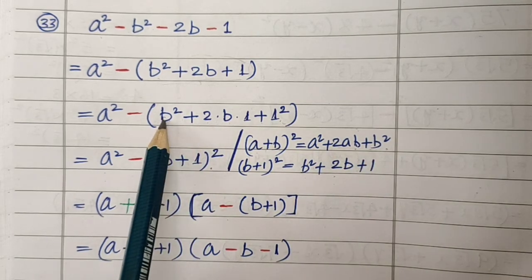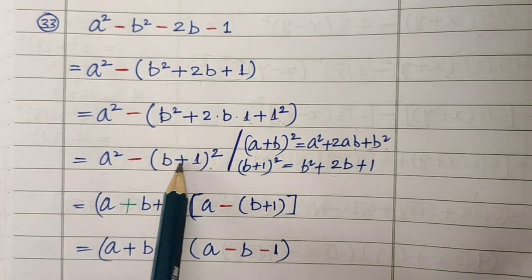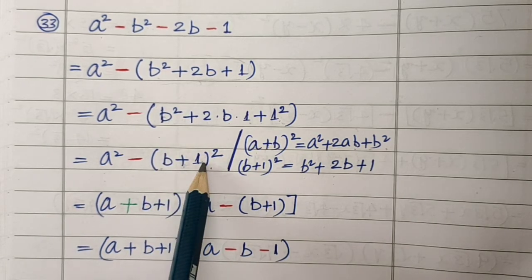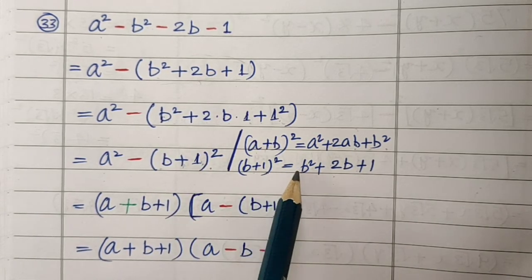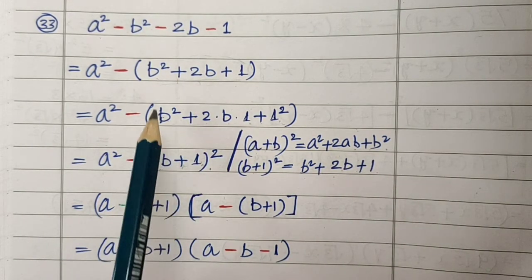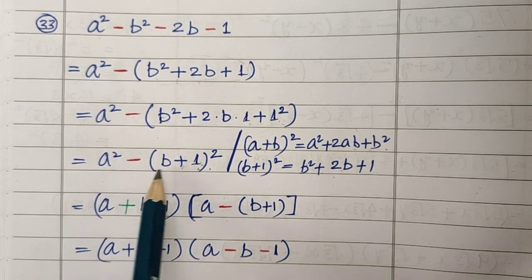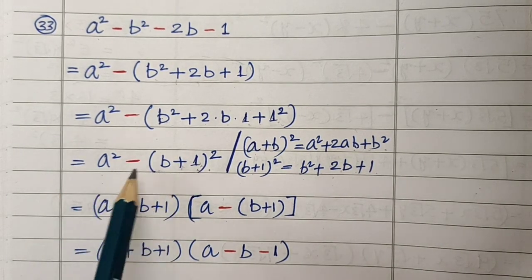In place of a we have b, in place of b we have 1. Therefore this can be written as (a plus b plus 1) whole square. B plus 1 whole square is equal to b square plus 2b plus 1, which is nothing but this. In place of this we are writing (b plus 1) whole square. Now it is in the form of a square minus b square. Therefore a plus b into a minus b.